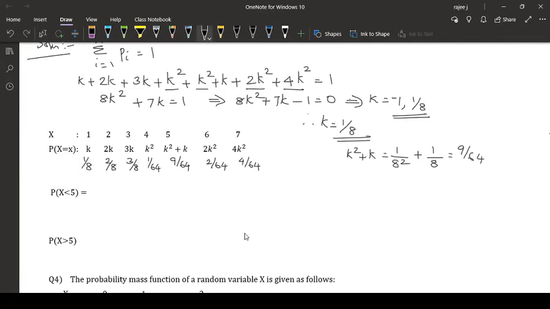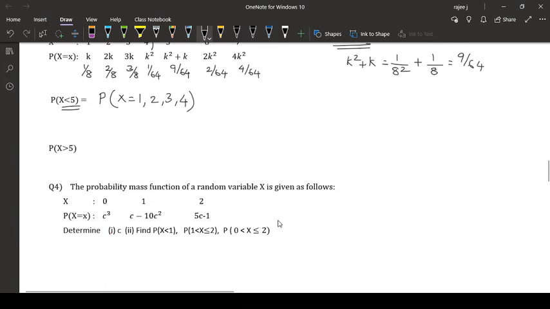Now we have to find the probability that X is less than 5. X takes values from 1, 2, 3, 4 up to 7. X is less than 5 means up to 4. So that means the probability that X equal to 1, 2, 3 and 4. We will take each probability separately and then find the sum of all these: P of X equal to 1 plus P of X equal to 2 plus P of X equal to 3 plus P of X equal to 4.